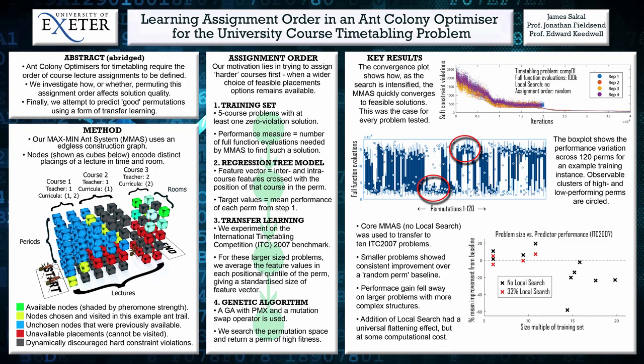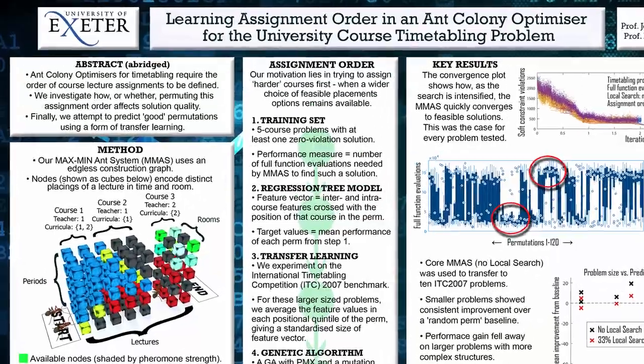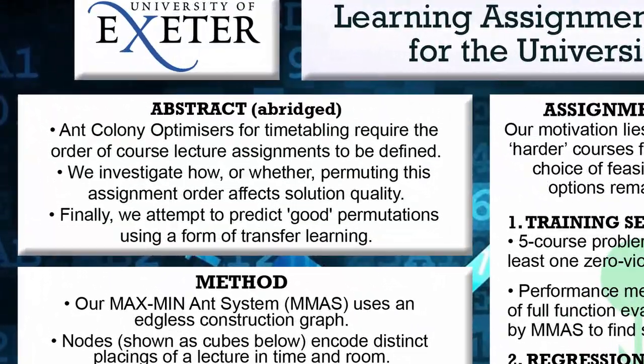ACOs construct solutions sequentially, meaning that some ordering of the lecture assignments is required. Our motivation in this study is to investigate how, if at all, this ordering affects average solution quality and whether we can learn what makes a good permutation in larger problems.